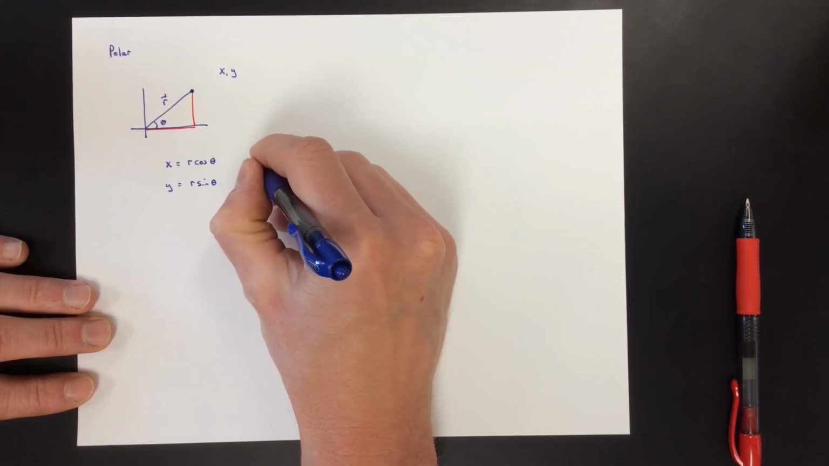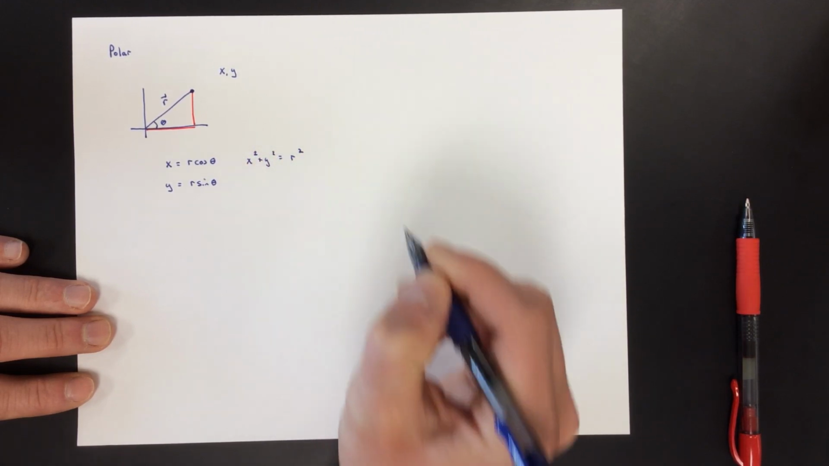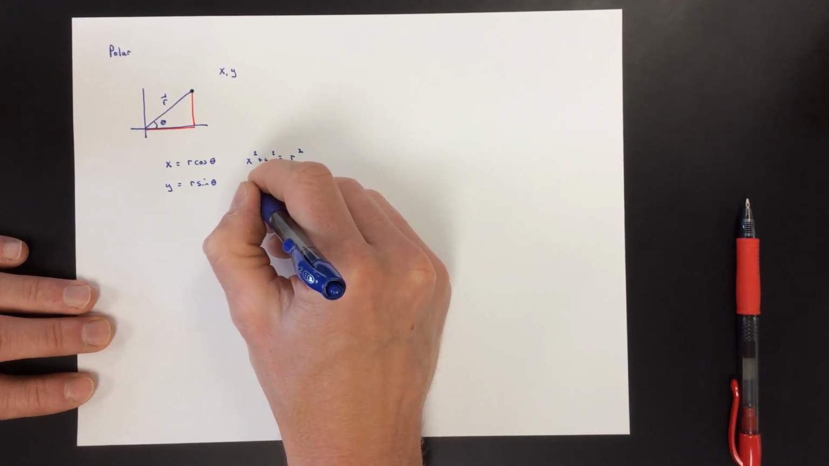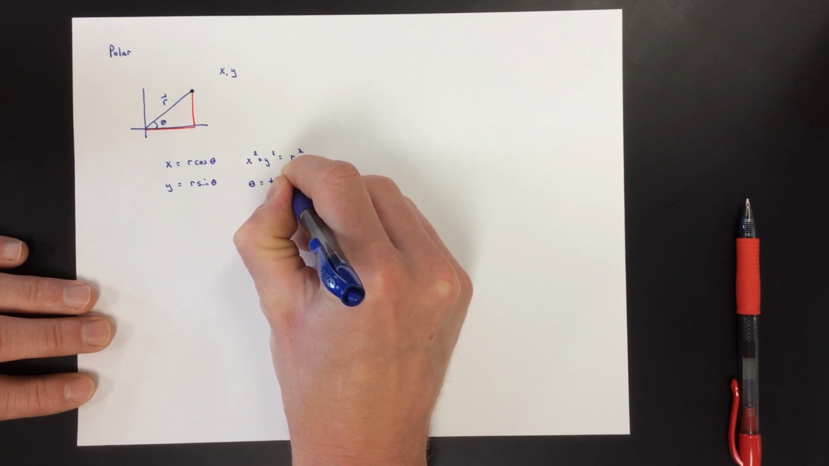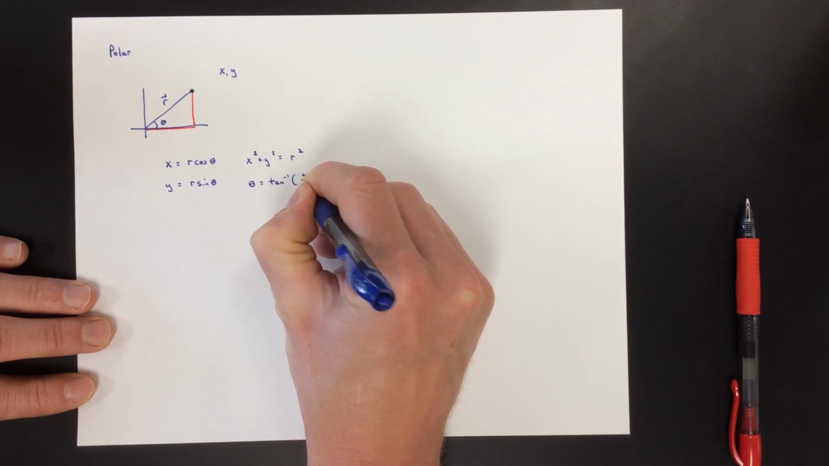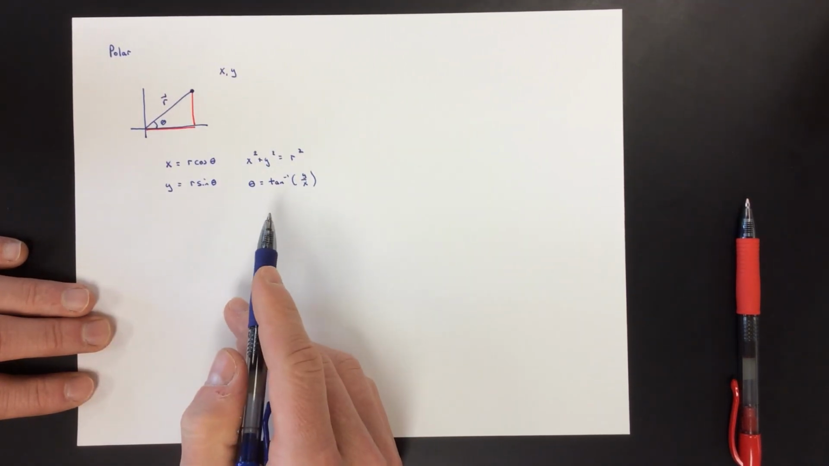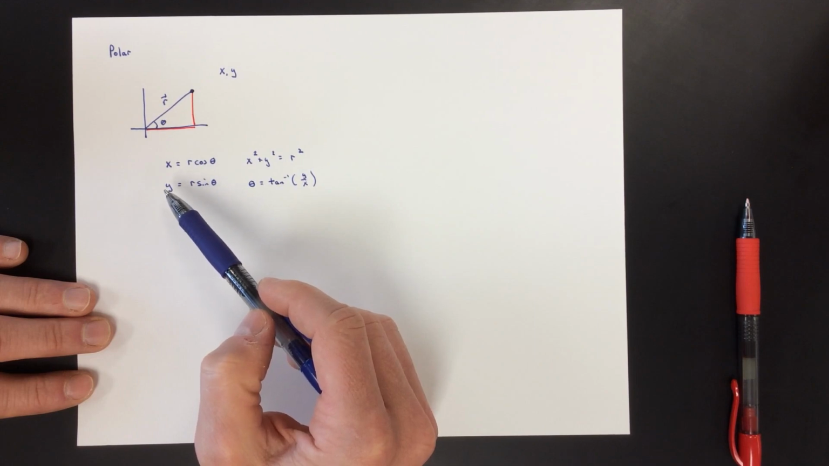We also know the Pythagorean theorem is true. x squared plus y squared equals r squared. Again, that's for any point on that polar curve. We also can say that theta is inverse tangent of y over x, as long as we're using the angle with respect to the x-axis. So we can get some basic breakdown between the Cartesian and a polar system.